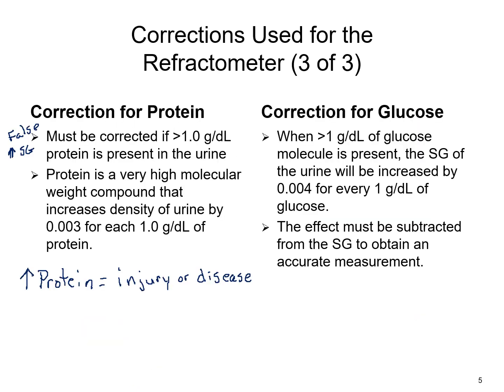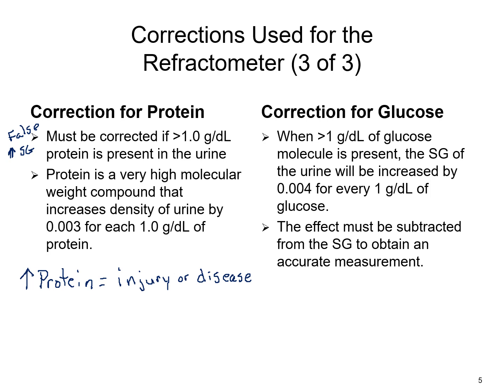Protein and glucose are both higher molecular weight compounds. So with that, what happens with these higher molecular weight compounds is that they will start to increase the density of the urine. With protein, it will increase it by 0.003, and with glucose, it will increase it by 0.004, and this is for every 1 gram of protein or of glucose.